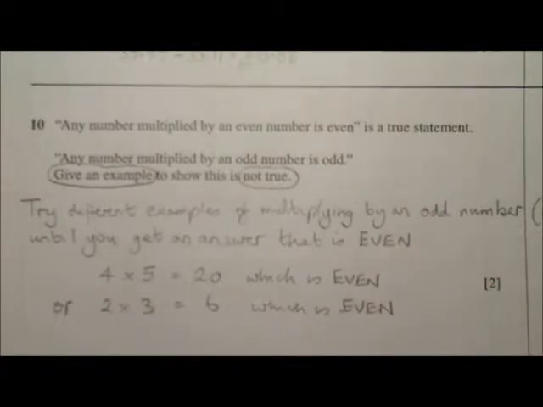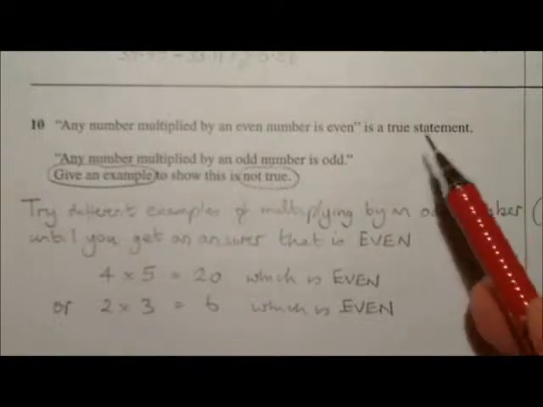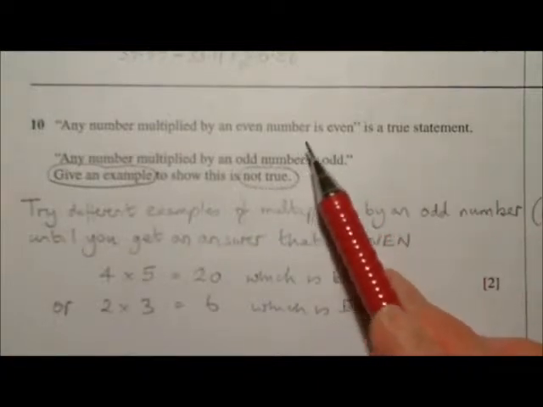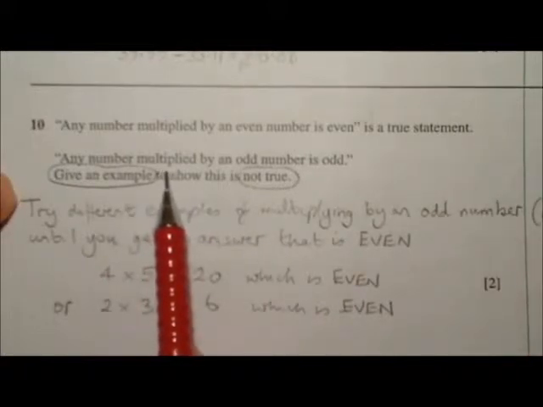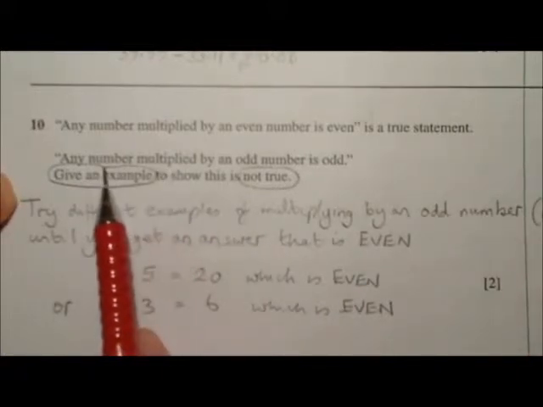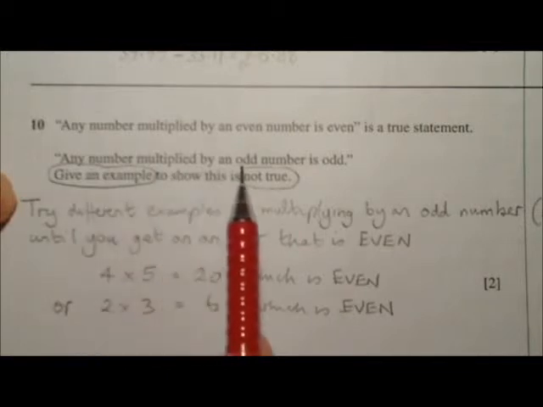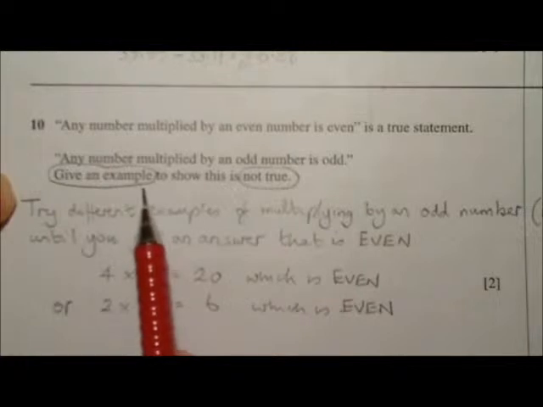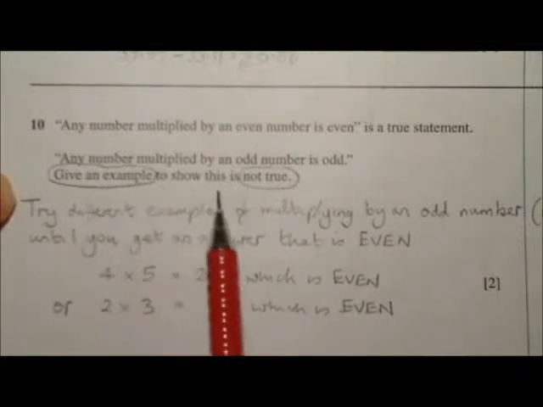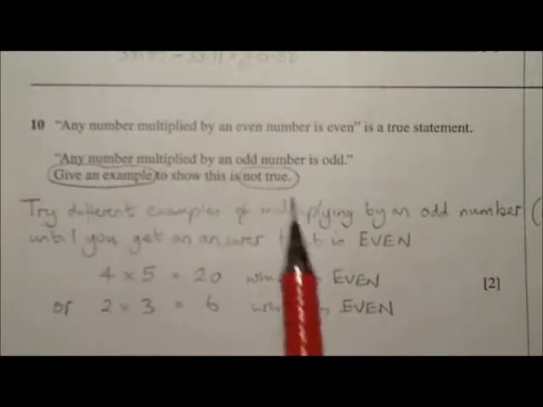So 1 multiplied by 2 is 2, which is even. 4 multiplied by 2 is 8, which is even, and so on. Any number multiplied by an even number is even. But they're asking us now to check this statement here. Any number multiplied by an odd number is odd. And they're saying give an example to show that this is not true.